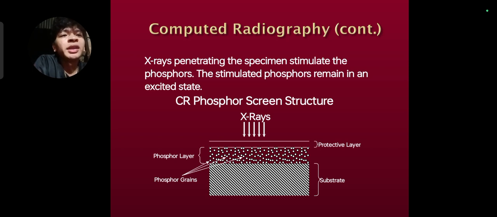X-rays penetrating the specimen stimulate the phosphors. The stimulated phosphors remain in an excited state. As you can see, this is the CR phosphor screen structure. This is the X-ray penetrating through the material. Before the material, we have the phosphor layers. This is the material we wrap around the object in order to proceed with testing. It is the required material in order for the X-rays to operate.